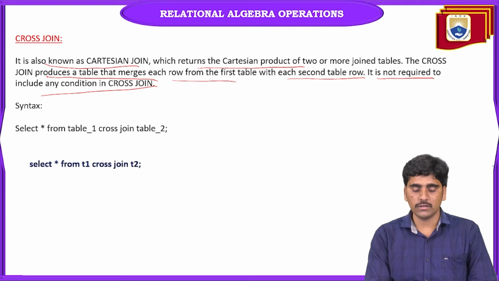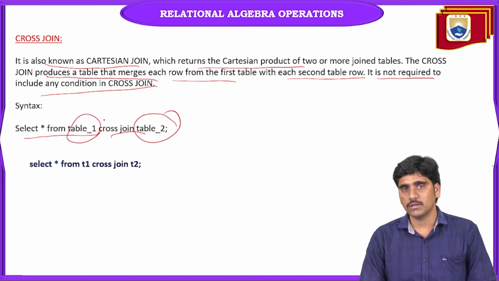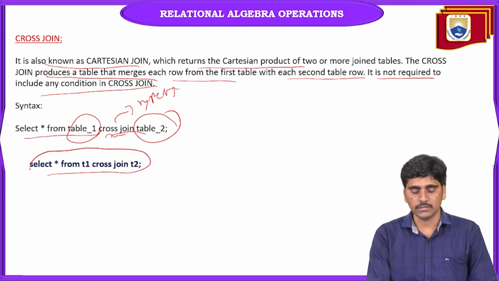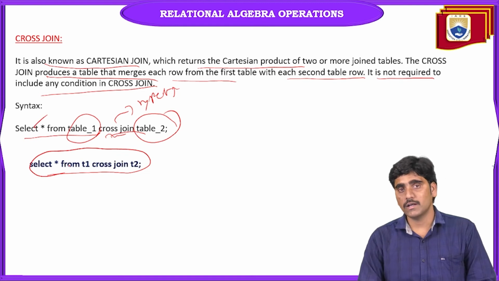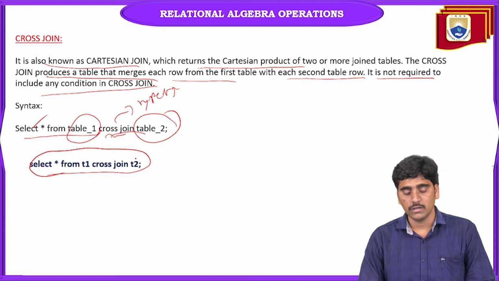So the syntax is what? Select star from table 1 cross join table 2. These two are the tables, table 1 and table 2, and cross join is the type of join. And this is the example here. Select statement example: select star from t1 cross join t2.